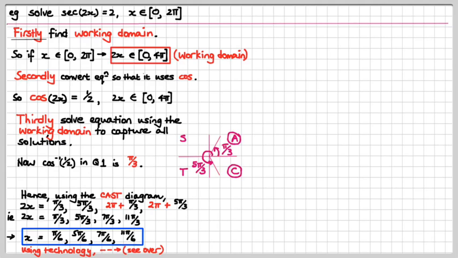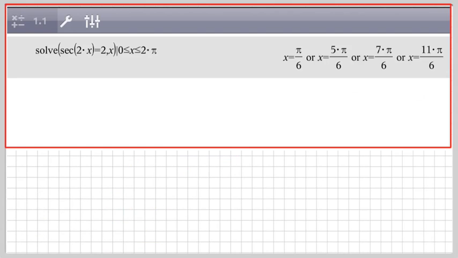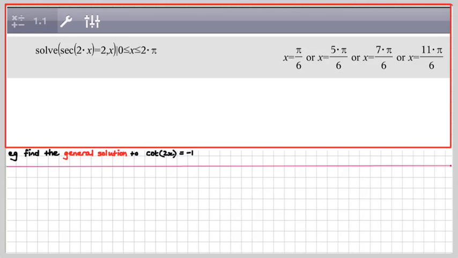Yeah, and using technology, here it comes over the screen. What you just type in here is solve sec 2x equals 2 for x with x going between 0 and 2 pi, and you get the answer in a snap. Yeah, it's very good, isn't it?